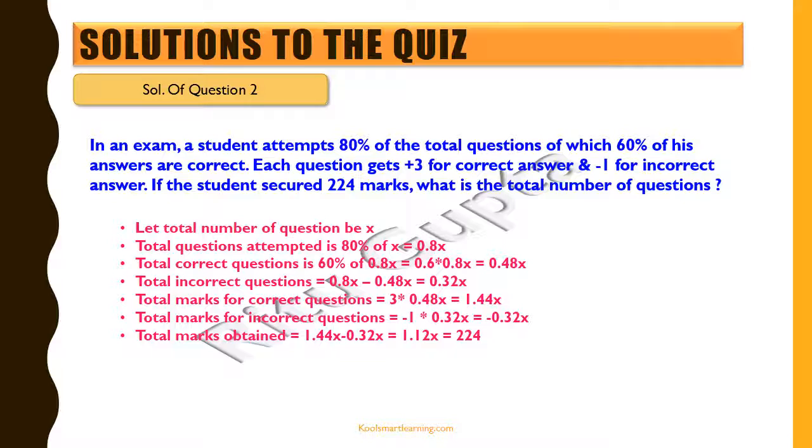And the question states that the student secured 224 marks. So 1.12x will be equal to 224. So x is equal to 224 divided by 1.12, and that says that x is equal to 200. So there were total 200 questions, out of which the student attempted 80% of the total questions. So option C is the correct answer.